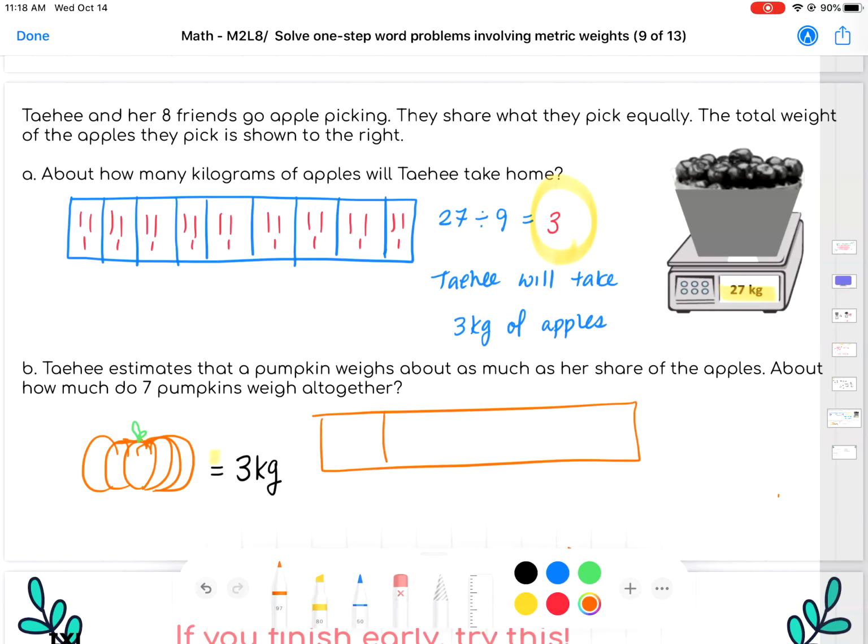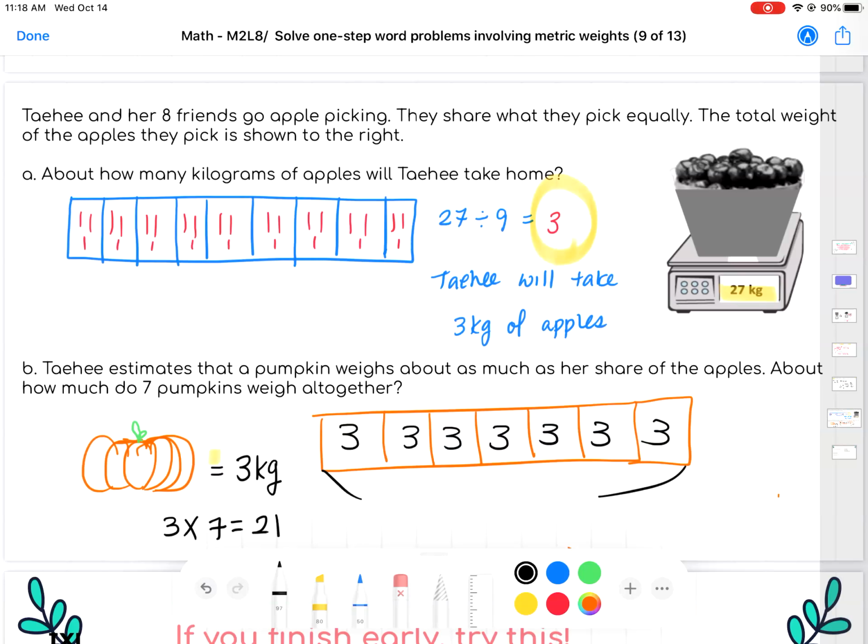So let's draw. So here's my tape diagram. And each one is about 3 kilograms. And she has 7 of them. So what is her total? So 3 times 7 is equal to 21. So in total, 7 pumpkins weigh about 21 kilograms.